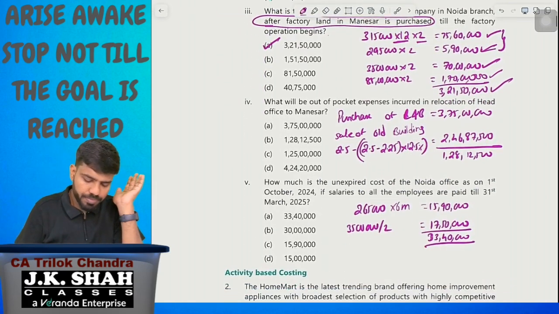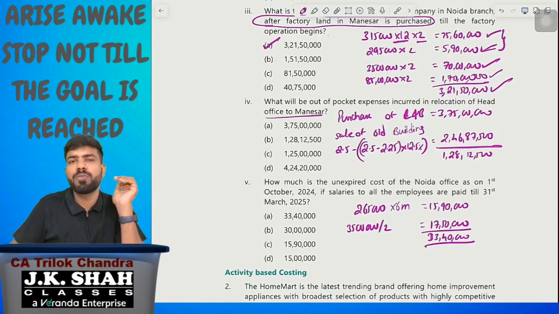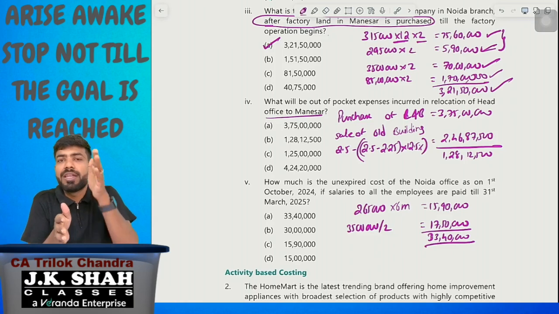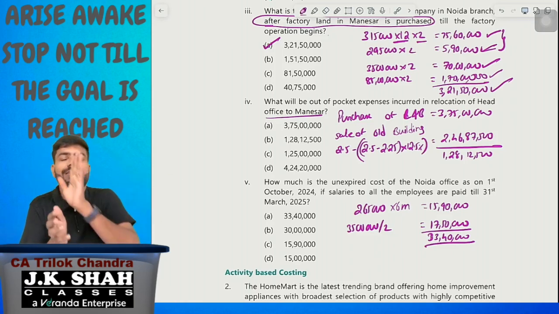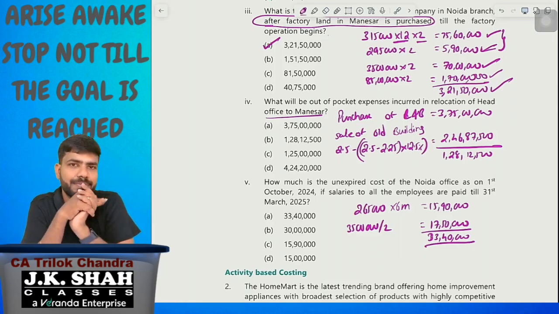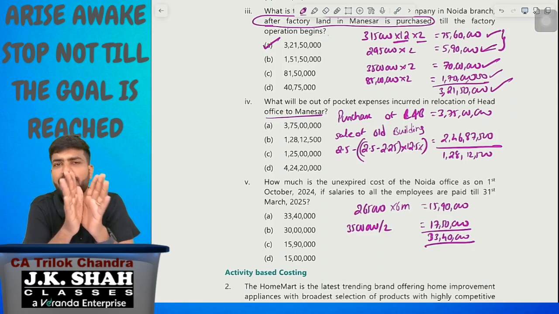Okay now. What will be the out of pocket expenses incurred in relocation of head office to Manesar? So this is one more important point. What is the situation here? Relocating from Noida to Manesar. What is the out of pocket cost? How to calculate this?